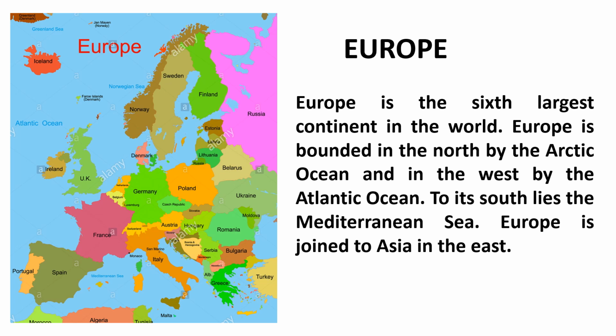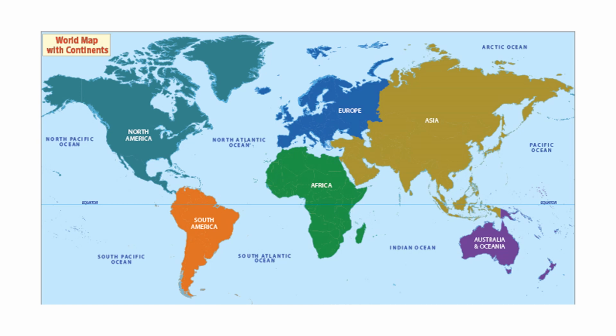The next continent is Europe. Europe is the sixth largest continent in the world. Now Europe is bounded in the north by the Arctic Ocean, in the west by the Atlantic Ocean, in the south lies the Mediterranean Sea, and Europe is joined to Asia in the east. To understand it, once again look at the map. See in the map, you can see that Europe is surrounded in the north by the Arctic Ocean, in the west by the Atlantic Ocean, in the south the Mediterranean Sea, and Europe is joined with Asia in the east. So this was about the European continent.